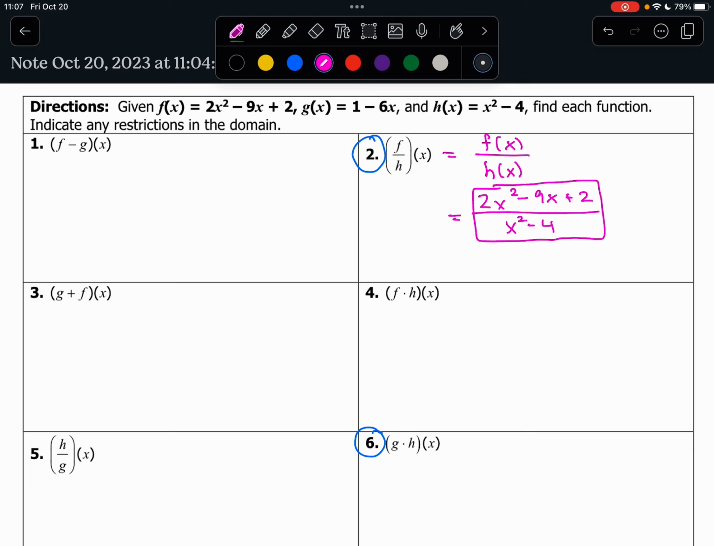All right, then for number 6, it says g times h of x. So what does that mean? That means, again, it's going to be g of x times h of x. Now, I'm going to go ahead and fill in what those are, and then I'll zoom in. So g of x is 1 minus 6x. H of x is x squared minus 4. Okay? So I've written down those two functions.